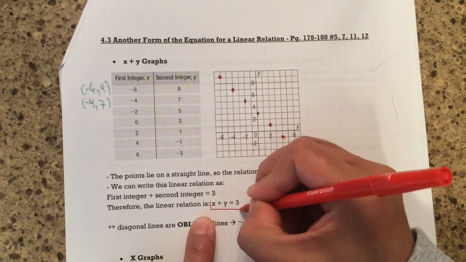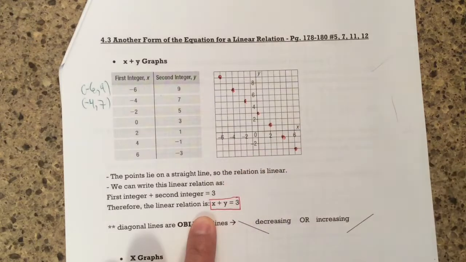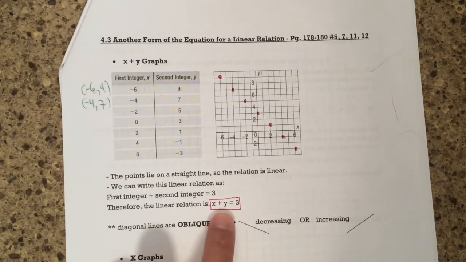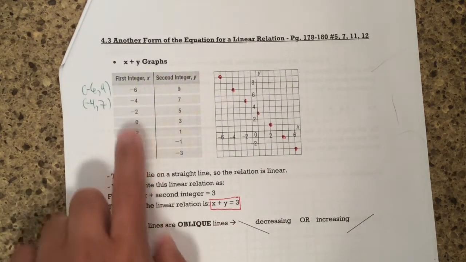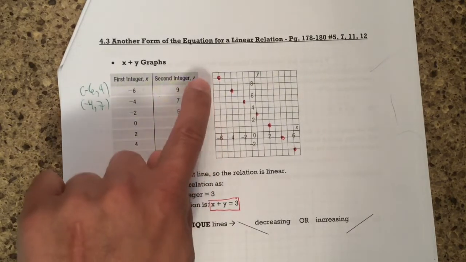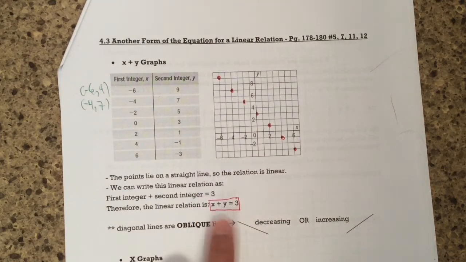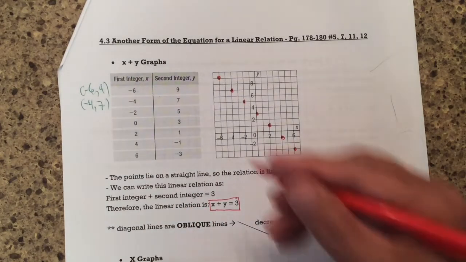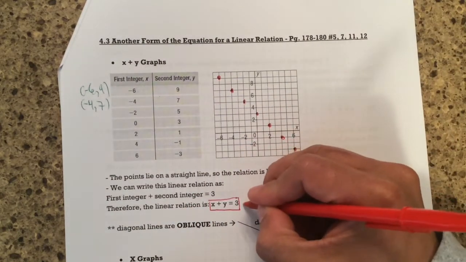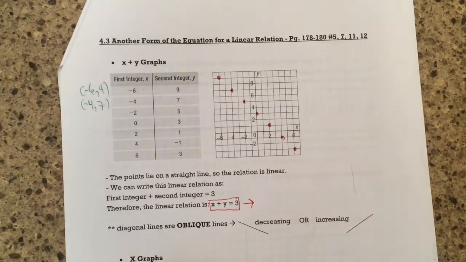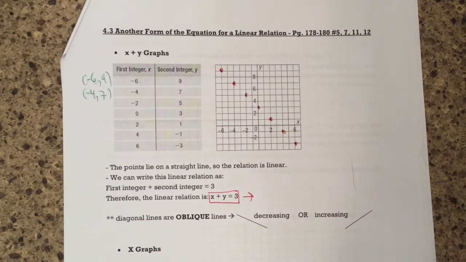Even though it looks kind of different, this is still a linear relation, because if we put values in, as we did here, it creates a straight line graph. Therefore, it is a linear relation. Now, this could be manipulated to look like a y equals graph, or as you'll see later in 4.4, we can write it as an equation of a line.